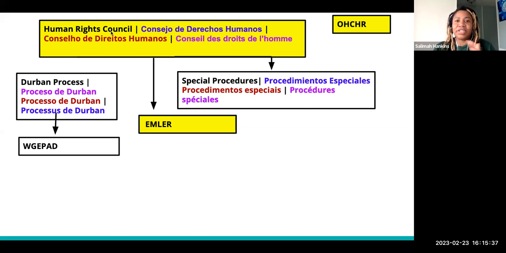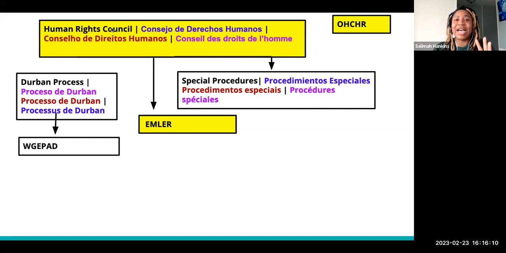So there's a Human Rights Council. The Human Rights Council passes resolutions, and these resolutions create these special procedures. When I say special procedures, I'll go into it more, but it's the special rapporteurs and the working groups of experts. These are all created by the Human Rights Council, and they do it by passing a resolution. That's how they create it.